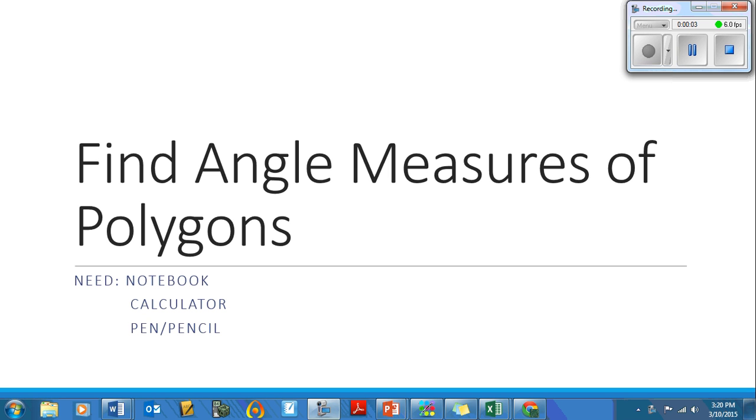Hello, geometry folks, and welcome to Finding Angle Measures of Polygons. We're going to begin a new chapter, chapter 11, and we are going to be finding angle measures of polygons, and that is going to lead us into areas and surface areas and different kinds of formulas that have to do with polygons. So you need your notebook, a calculator, and a pen or a pencil, and we will get started.